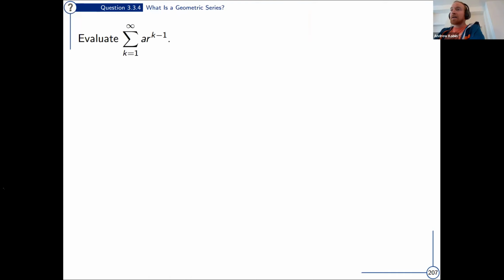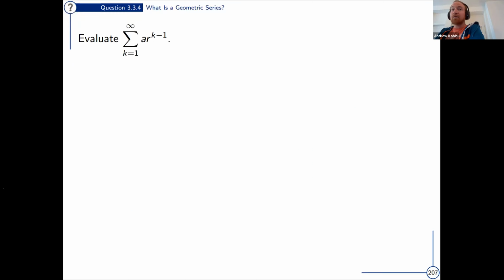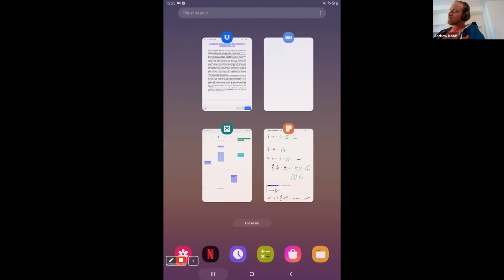Let's try to maybe bite off more than we can chew, but evaluate the series a r to the k minus 1 for any a and any r. We already did this for a equals 3/10 and r equals 1/10. That was adding up to 1/3. Let's see if we can find the limit of the partial sum sequence in this case. This is going to take a little bit of work, but we can use some of the tricks that we used on our 1/3 example.